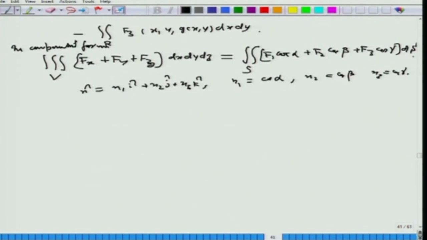So, we have this. Now, if we choose as before the components f1, f2, f3, let me write it neatly. This is f1x plus f2y plus f3z. That is the divergence of f here. And so, we get this from the divergence theorem.